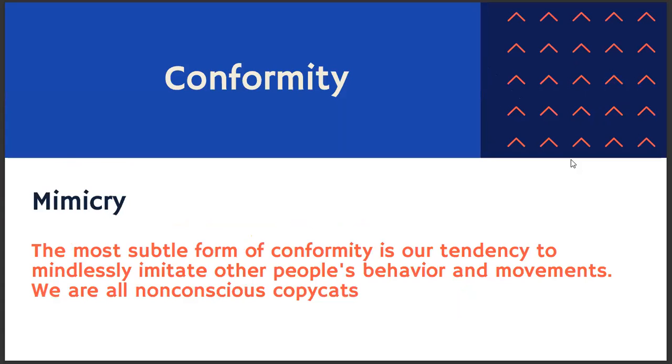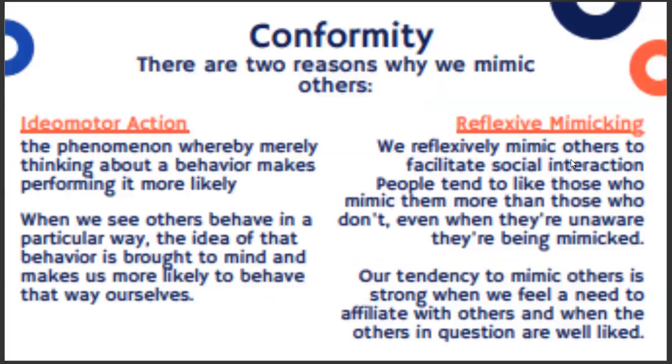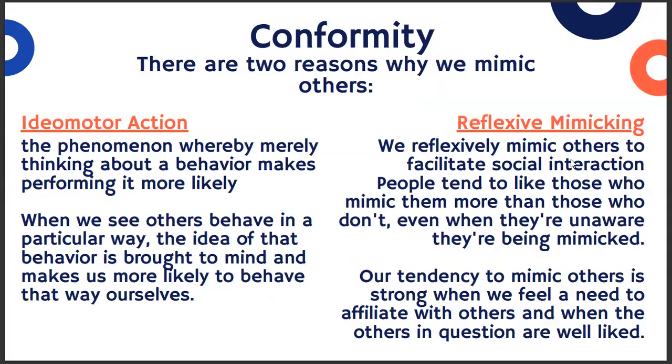One form of conformity is called mimicry. This is the most subtle form of conformity, and it's because of our tendency to mindlessly imitate other people's behaviors and movements. And we are all non-conscious copycats. So, there are two reasons why we mimic others. We're breaking down conformity into mimicry, and then we're breaking down mimicry into two different types of mimicry.